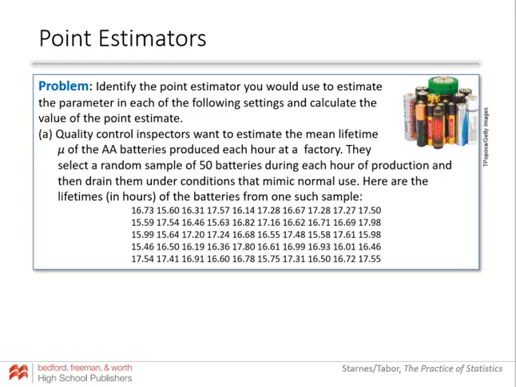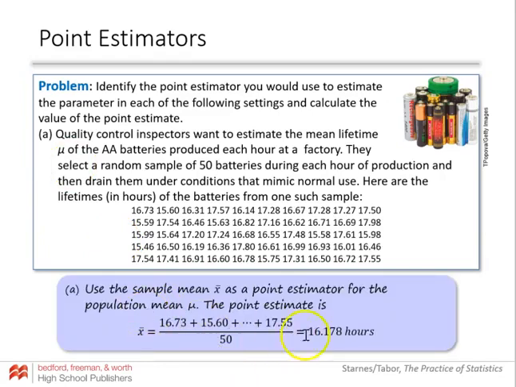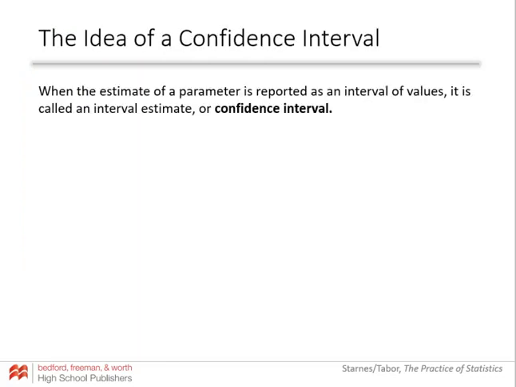Here we have a random sample of 50 batteries, and we want to know the lifetime in hours of the battery. I want to estimate the population mean, mu. So my point estimator is the sample mean. And the point estimate is those 16.178 hours that I actually find if I were to find the average of these 50 batteries. We know that the true population mean is probably not exactly that.